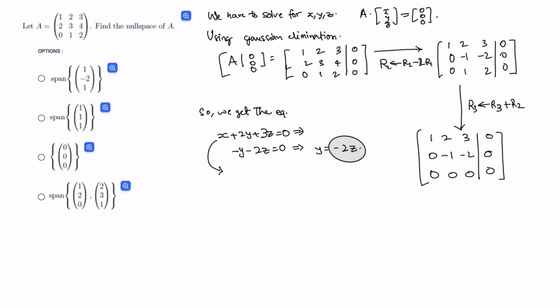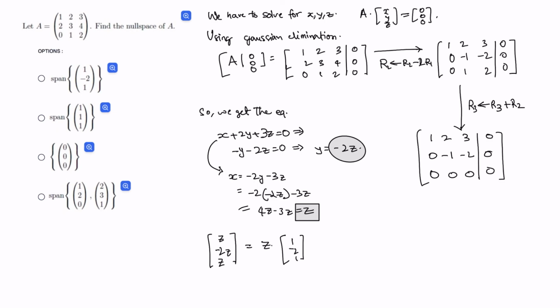So from the first equation, I can say that x will be equal to 2y minus 3z, which is 2 times minus 2z minus 3z, right? So that will ultimately turn out to be just z. So now let's write x, y, z as a vector. So z will be just z. Instead of y, I can have minus 2z, and instead of x, I will have z, right? So that is nothing but z times the vector 1, minus 2, 1, which means this particular null space is nothing but the span of the vector 1, minus 2, 1.